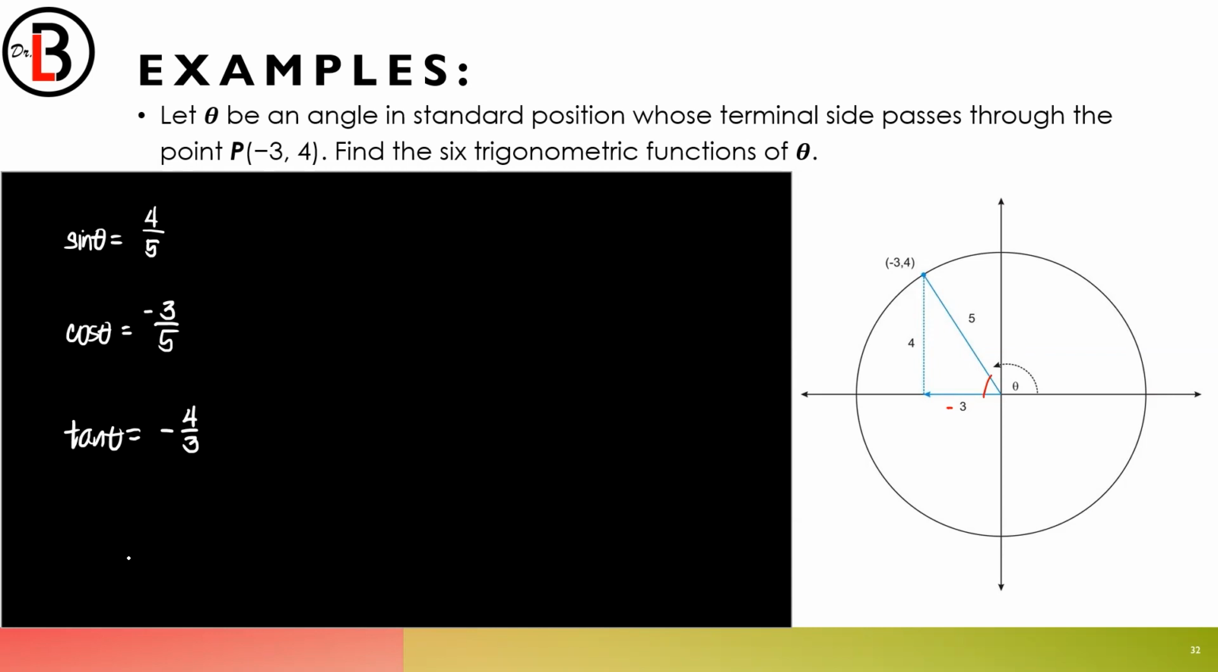So that's negative. Now, since you're asked to solve for the 6, this one would be cotangent, this one would be secant, and then this is cosecant. For cotangent, it would be the reciprocal of tangent. So that's -3 over 4. For secant, it's the reciprocal of cosine, -5 over 3. Lastly, for cosecant, it's the reciprocal of sine, so it's +5 over 4. So again, using the triangle, we were able to solve for the 6 trig functions.